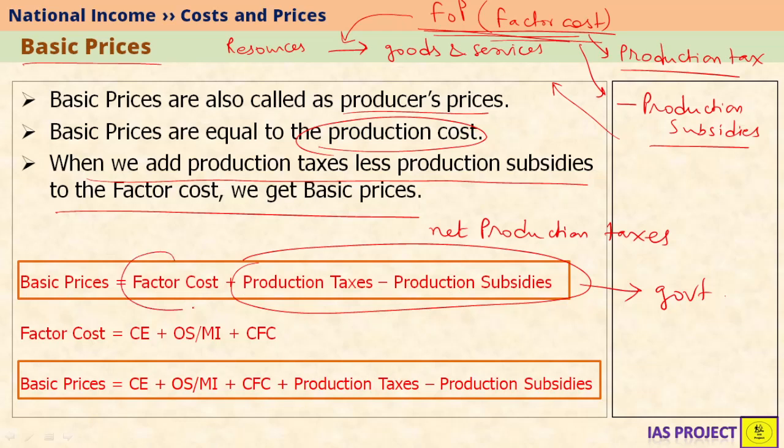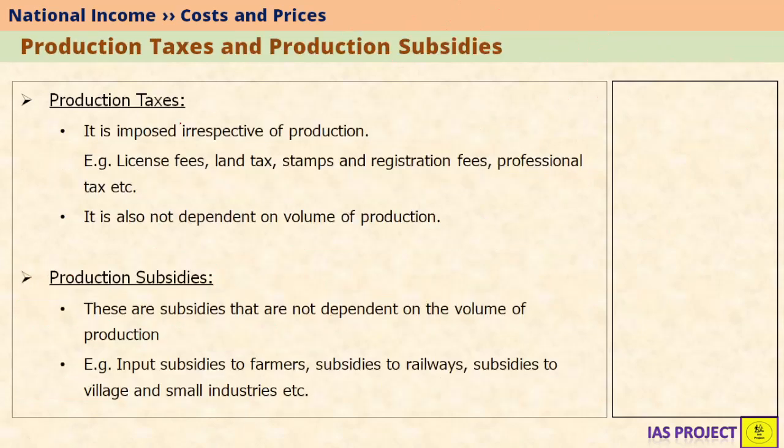We know that within the factor cost, we have compensation to employees, consumption of fixed capital, and operating surplus or mixed income. So factor cost is basically these three things. If we add production taxes and production subsidies to this, we will get a formula like this. Basic prices are nothing but these three terms, which represent factor cost, plus production taxes minus production subsidies. Let's look a bit further into production taxes and production subsidies.